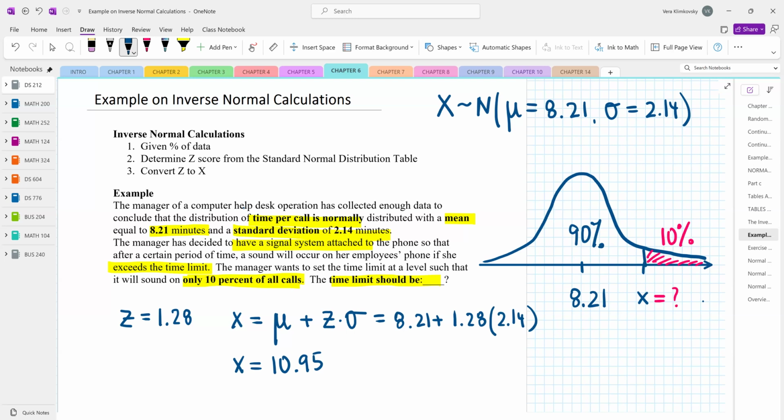So what units should we use? Minutes. So the time limit should be close to 11 minutes. If an operator exceeds this time limit, she will hear a sound alerting her that she's taking a little too long with the customer, and then maybe there are some other customers being put on hold.